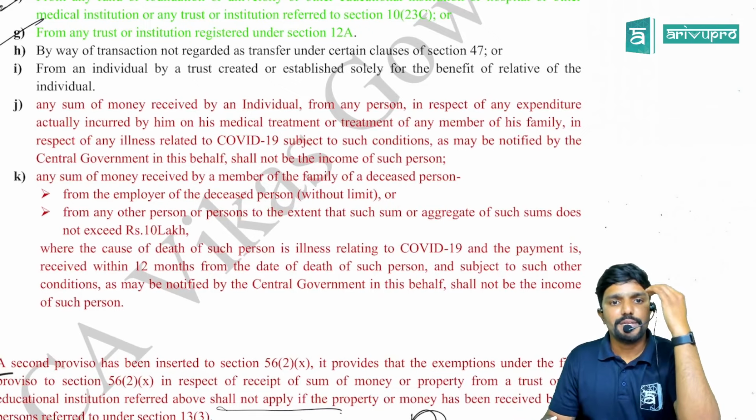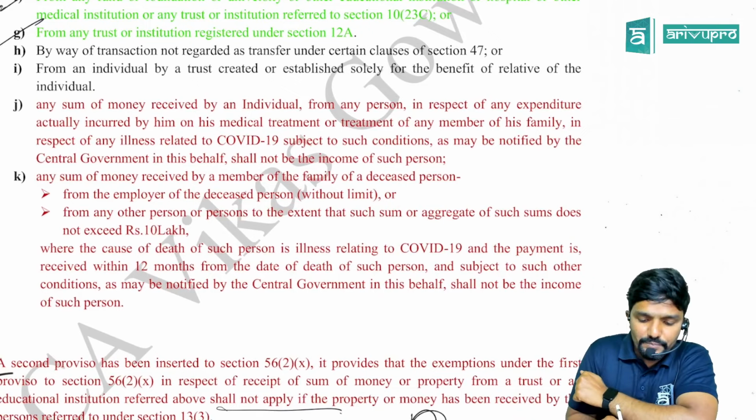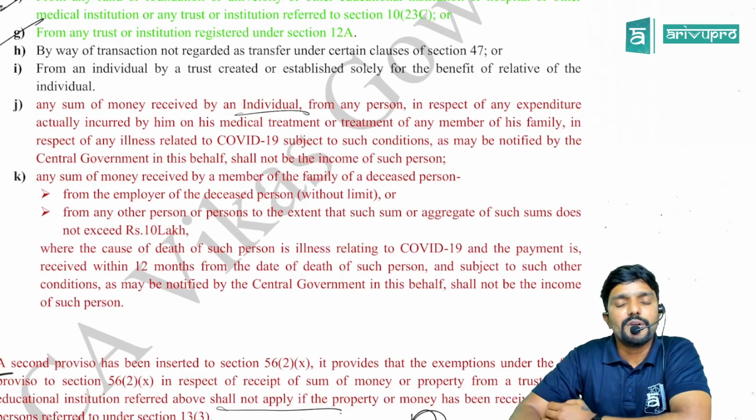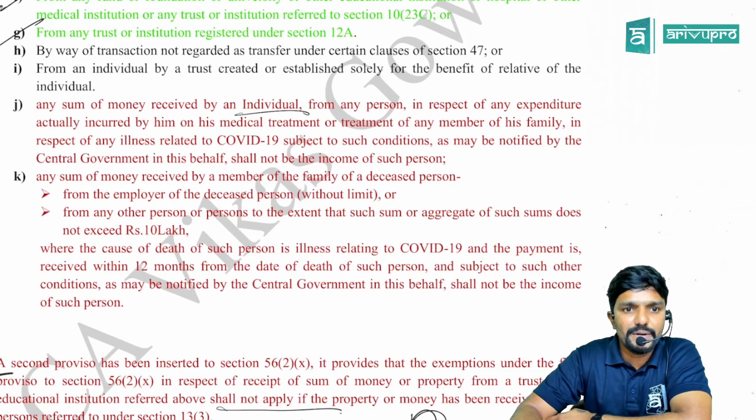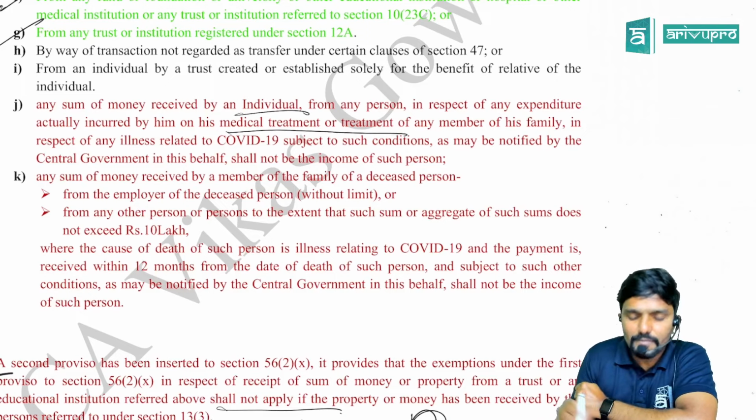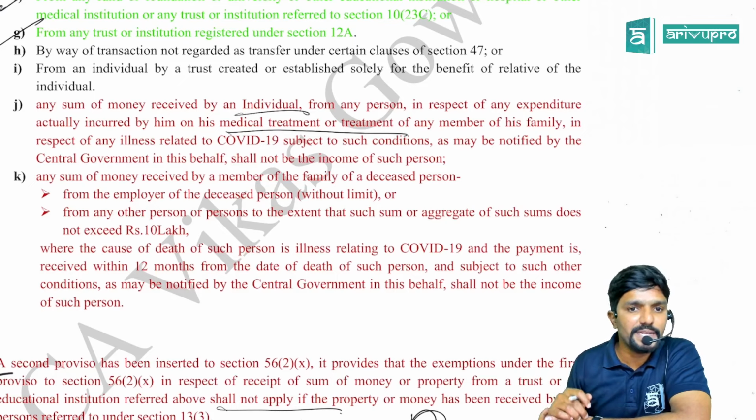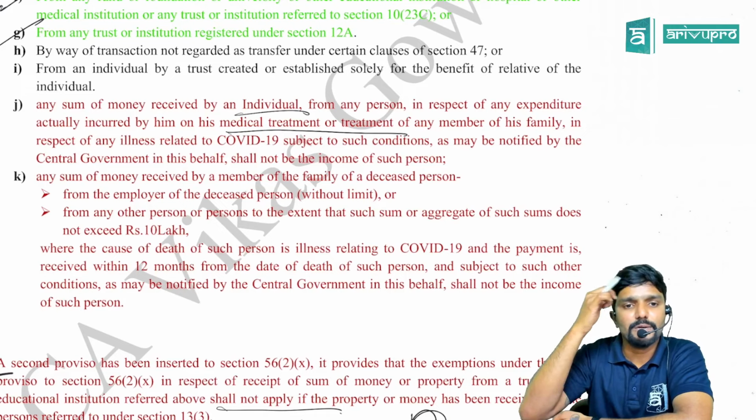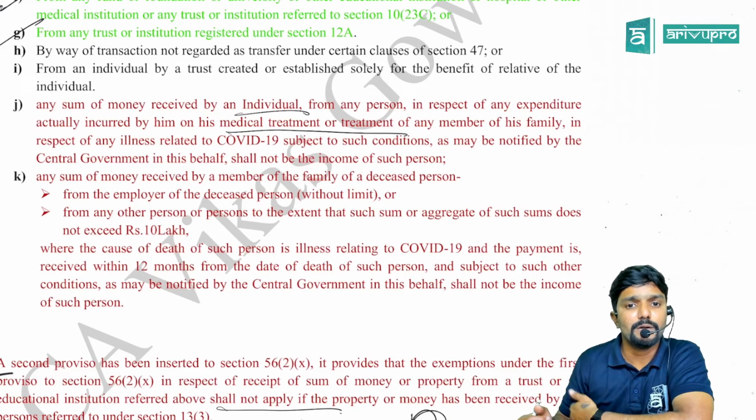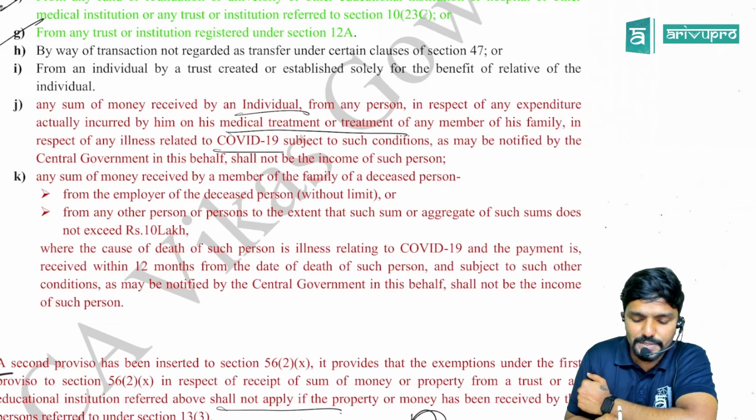Any sum of money received by an individual, okay, receiver is an individual, from any person in respect of any expenditure actually incurred by him on his medical treatment or treatment of any member of his family in respect of any illness related to COVID-19, subject to such conditions as may be notified by the central government in this behalf, shall not be the income of such person.